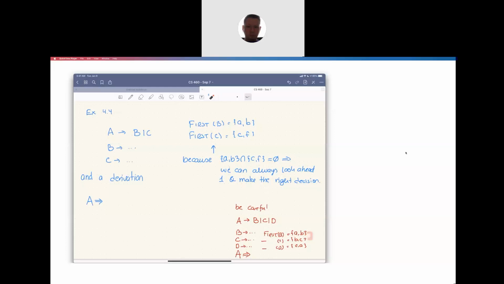So if I see, well, what do these have in common? They have a B in common. So if I'm trying to parse an A and I see a B, then it could have come from B or C, right? So if any of these intersections are non-empty, then the grammar cannot be LL1, because if whatever is in that intersection came up on the input when I was trying to parse the left-hand side, then we'd be in trouble.